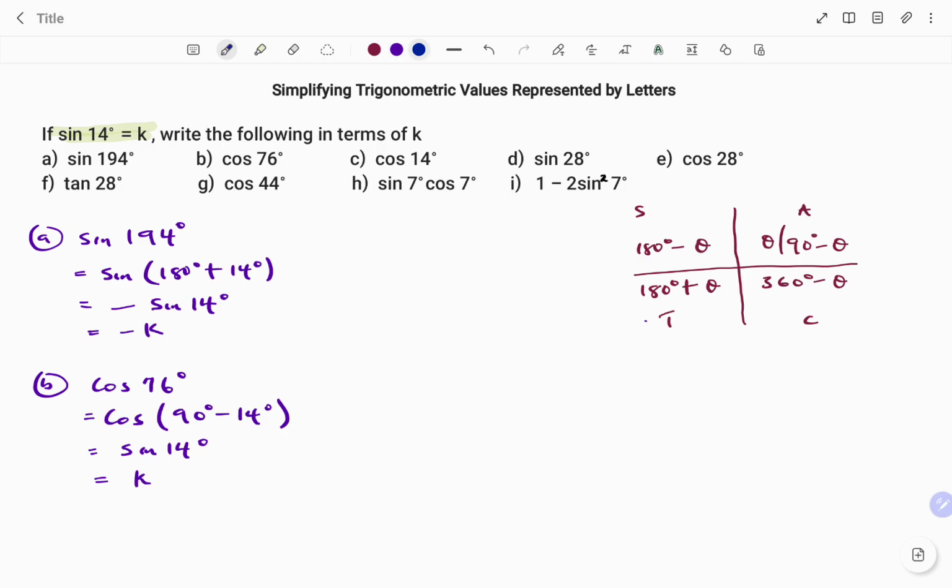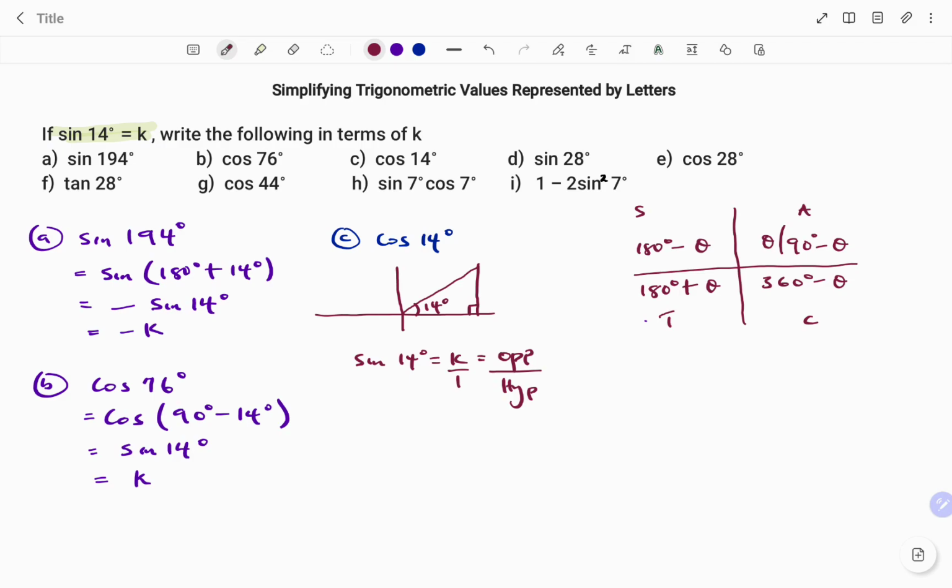And the third question, that's C, I have cos 14 degrees. Because it's the same acute angle as sine 14, using the CAST diagram again, I'm going to draw the quadrant in which we have 14 degrees, which is the first quadrant, because it's an acute angle. If sine 14 degrees equals k, we know that sine, using our trig ratios, is opposite over hypotenuse. So labeling our diagram, we have a right angle triangle.